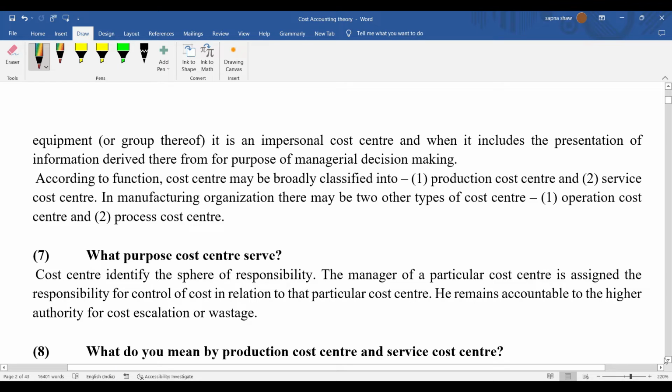Cost centers may be classified into two categories: production and service. These are two different things. Production means all those things that are involved in the preparation of the product. If we take the same example of cookies, whatever cost we have incurred to prepare the cookies is one cost center, which you can classify as a production cost center.